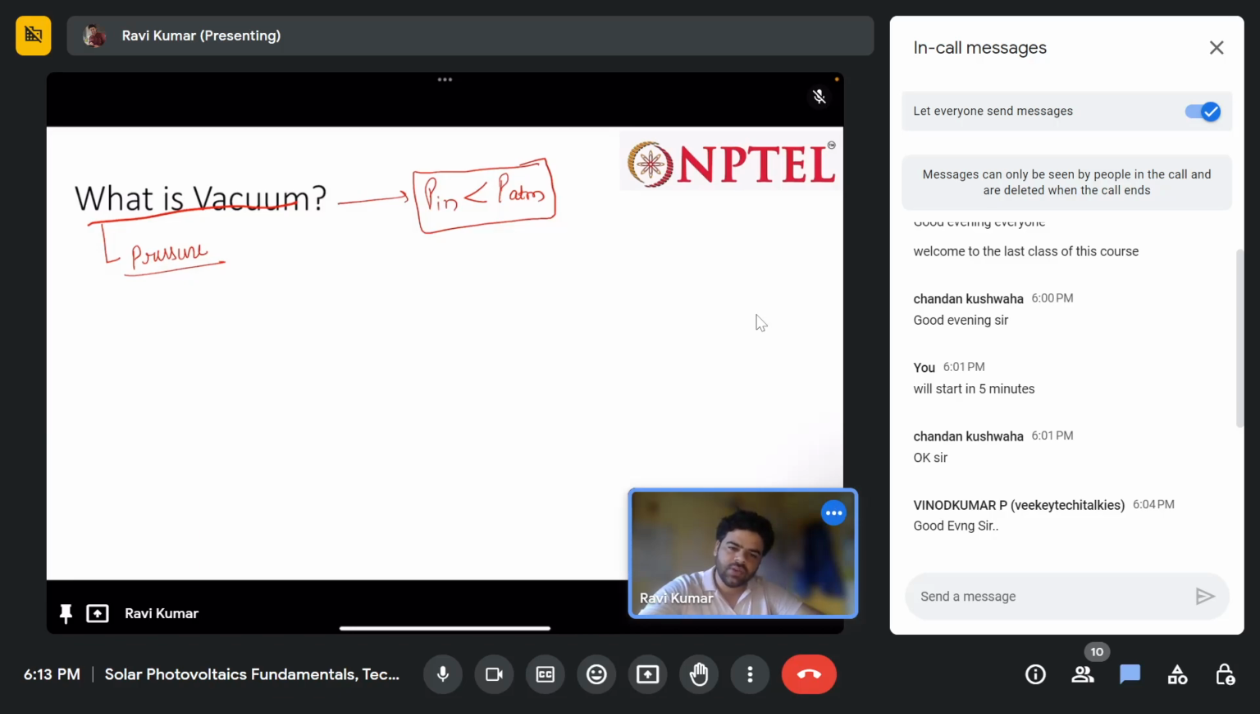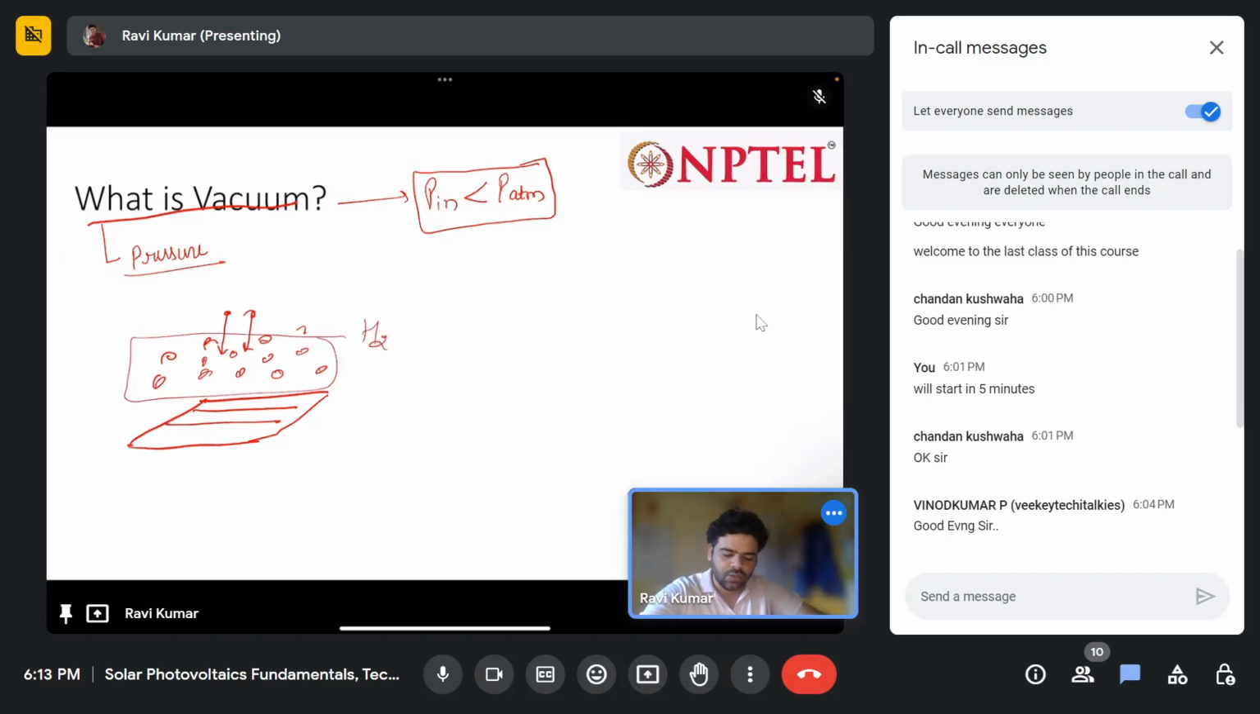And why do we need this vacuum? Because if we are depositing some material on this solar cell, there are so many particles in the atmosphere. The material you want to deposit will be interfered with by these particles. Even H2O, like humidity, may react.